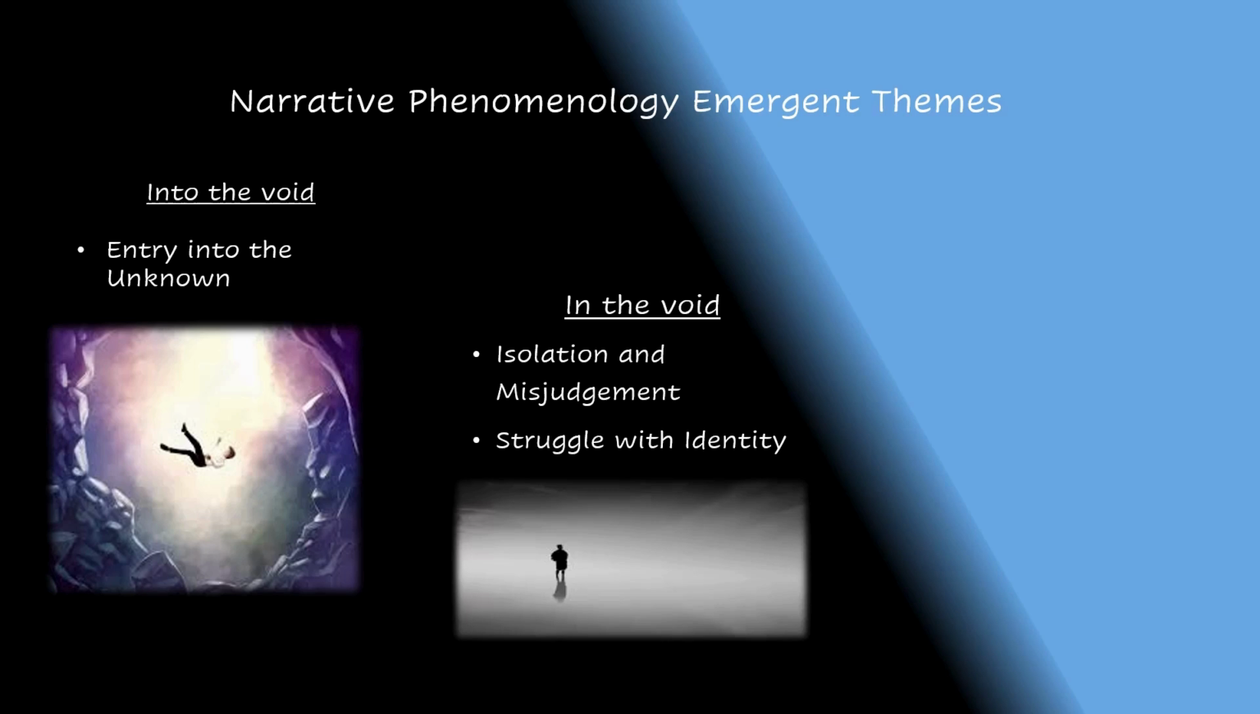Our next theme is in the void. Firstly, isolation and misjudgment. Here the plot points are when David talked about feeling lonely and misjudged by people, adding to the sense of isolation. The setting is the university environment, and it is portrayed as a place where David felt disconnected and misunderstood. The narrative tone here is one of isolation and misunderstanding.